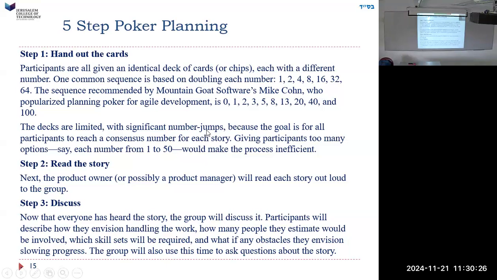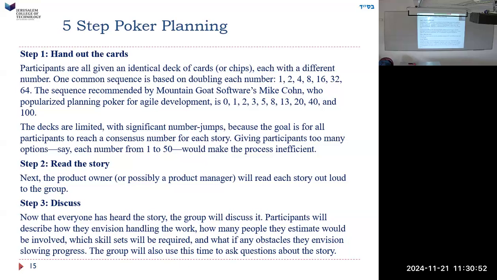No, it's not just like 1, 2, 3. Because the goal is for all participants to reach a consensus number for each story. Giving participants too many options, say every number from 1 to 50, would make the process inefficient. In other words, it's easier to guess what this is going to take. I can argue that this story is going to take 20, and you say it's going to take only 13, and we can come to a consensus.